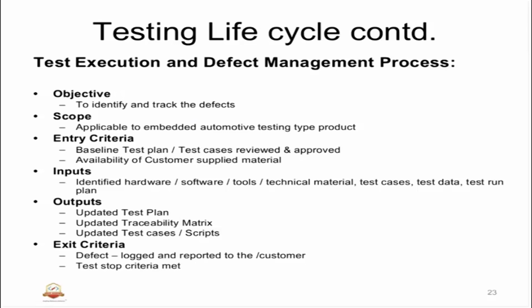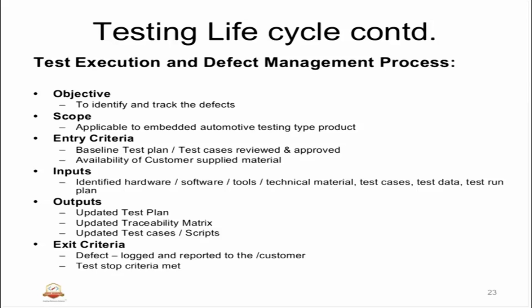As a result of execution, definitely there will be some issues or defects. How those defects are going to be mitigated, or how those defects are going to be fixed, and how they are going to be tracked, all this will be part of this objective. And the scope is again for testing the automotive test product. Here entry criteria is baseline test plan.